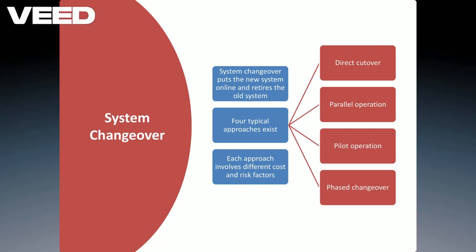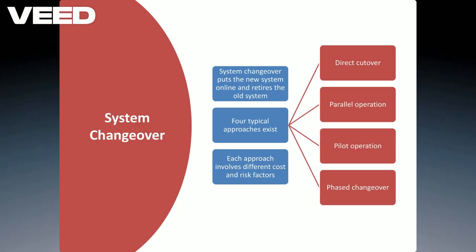In simple terms, this is where you are installing the information system into the user environment. So we have the direct changeover, also called the cutover. We have parallel, we have pilot, and we have the phased. So we're going to look at each of these handovers or changeovers, highlighting the advantages and disadvantages.